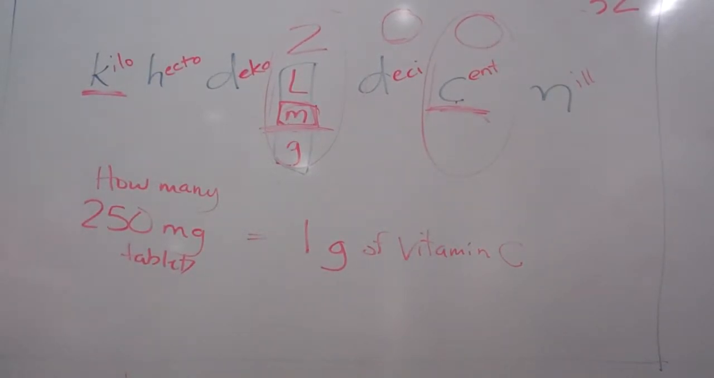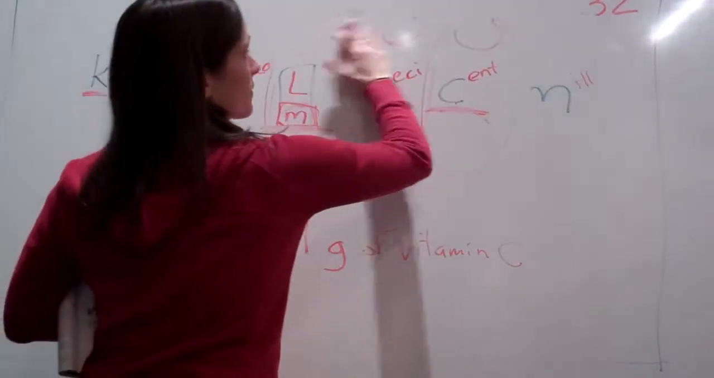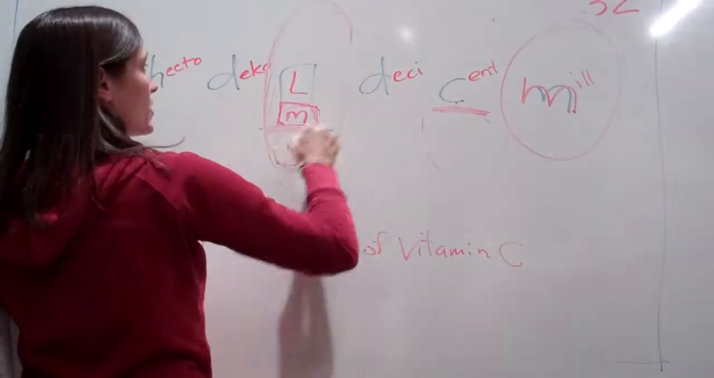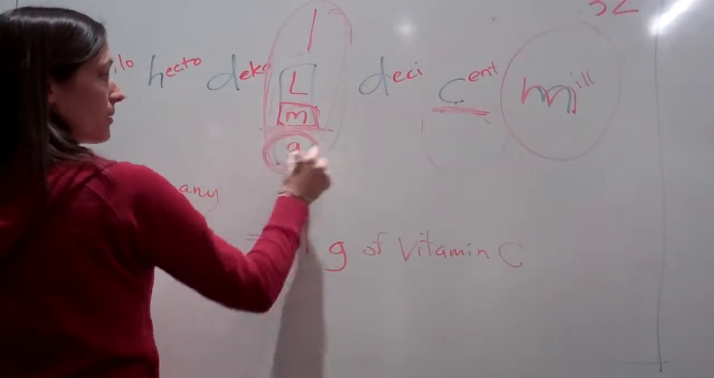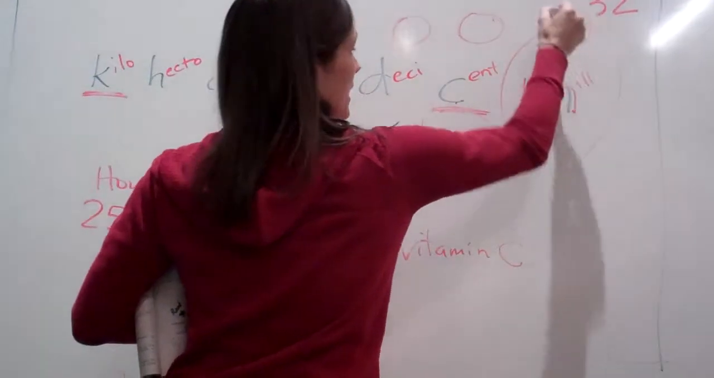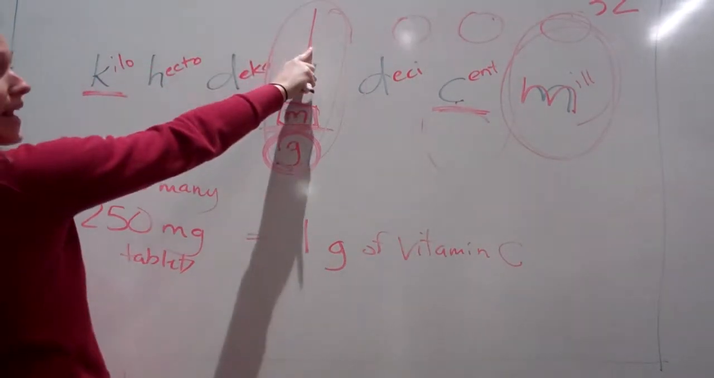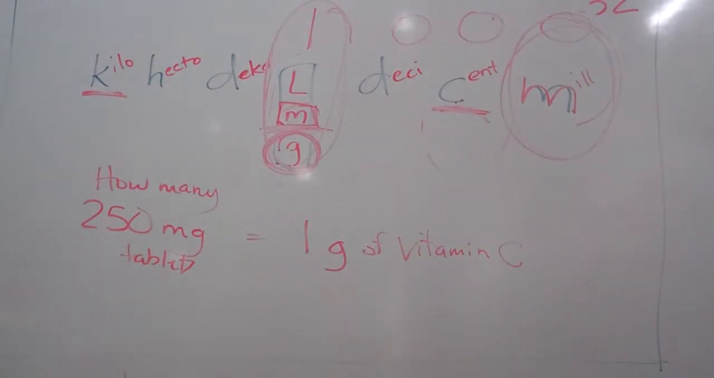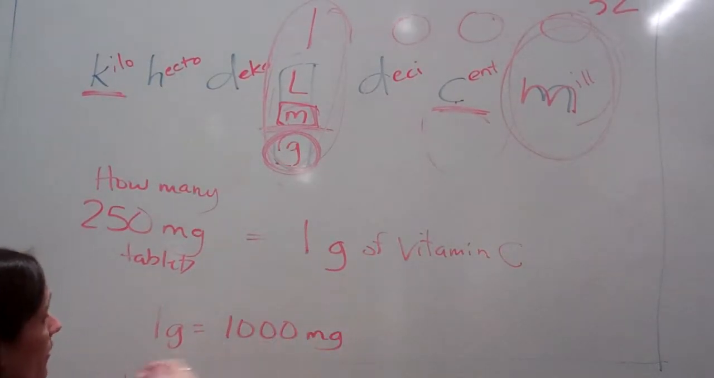Okay. So what are my two measurements I'm looking at? Milligram and gram, right? So I'm going to circle that. I'm looking at milligrams and grams. All right, now go with me. 1 gram equals how many milligrams? 1,000. Okay, hear that. 1 gram equals 1,000 milligrams.